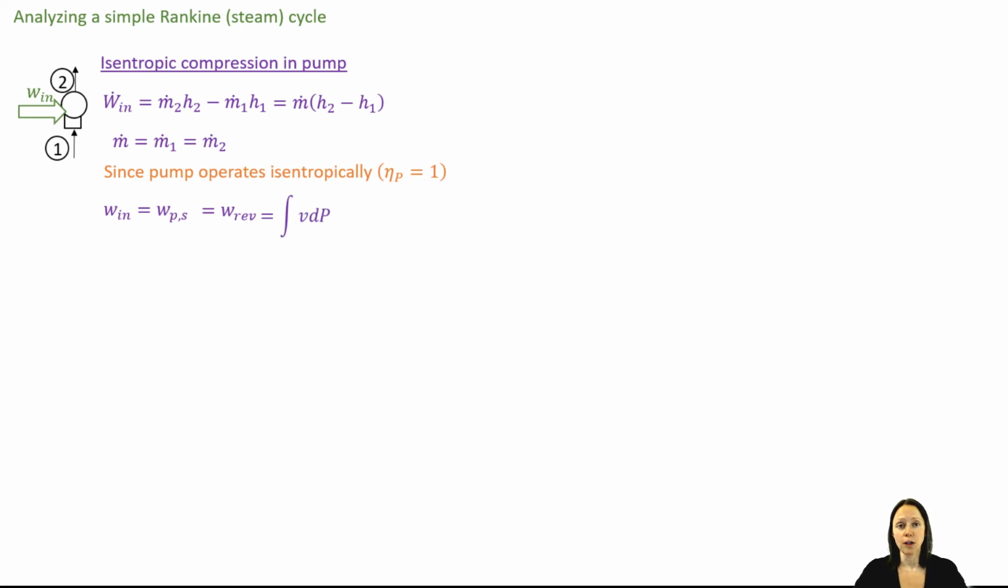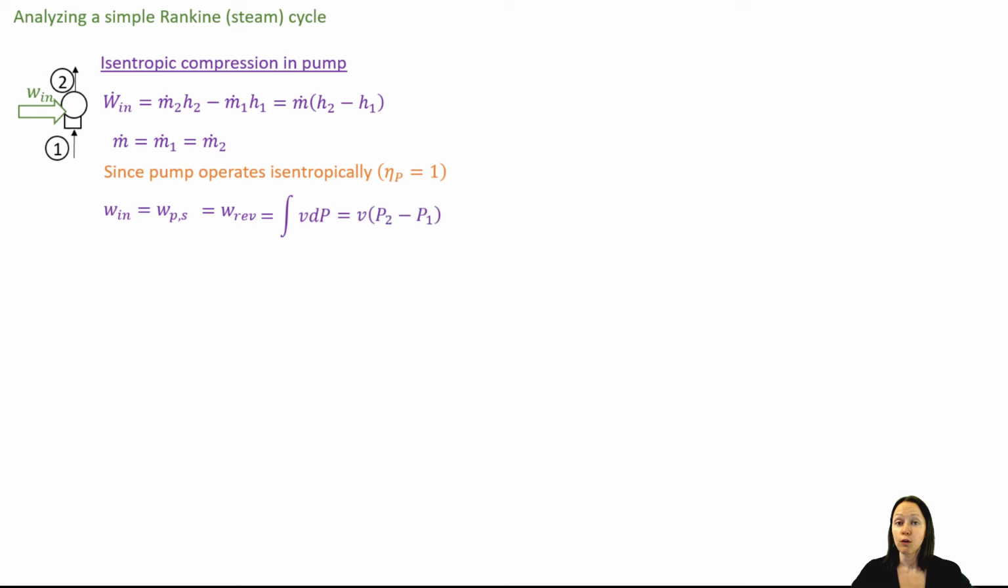And there's a review video if you need it in the Thermo 1 videos regarding steady flow reversible work. In that particular video, you see a negative in front of that integral VdP. It goes away because we're using subscript convention. So that W would become work out minus work in, so the negative would go away.